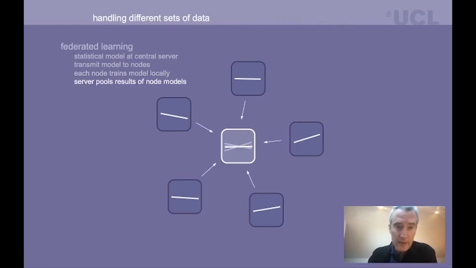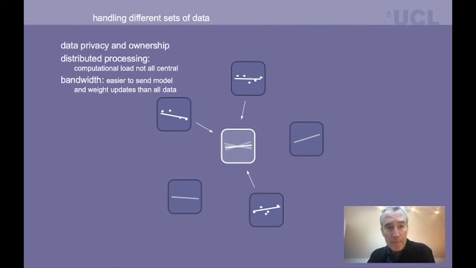But at another stage, the models are transmitted back to the server, and the central server then pools these together, usually by some sort of averaging. So it comes up with a combined model that takes into account all the things that are learned at the various nodes. Now, of course, not all the nodes need to be on the network at the same time. Not all nodes have to provide the same amount of data.